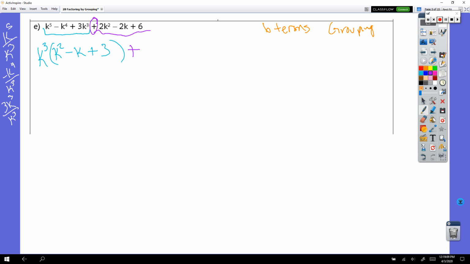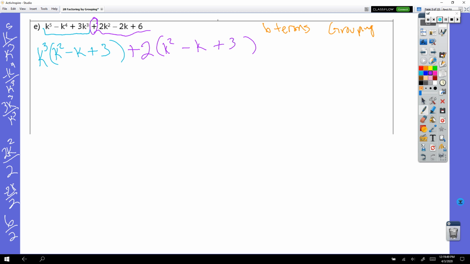And now I'm going to look at the 2k squared minus 2k plus 6. There's a 2 that's in common. Now we're going to think division. So we're going to be thinking 2k squared divided by 2, and we get k squared. We're going to be thinking negative 2k divided by 2. That's a negative k. And we're going to be thinking 6 divided by 2. That's a positive 3.